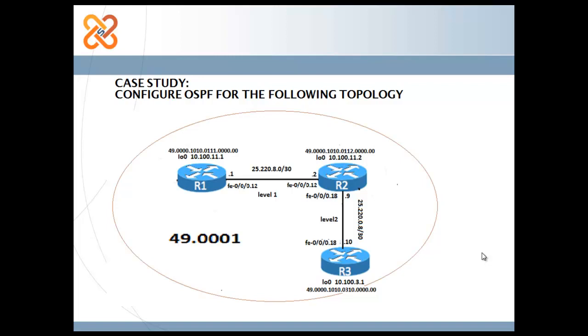R1 and R2 are connected via 25.220.8.0/30 subnet, and R2 and R3 are connected via 25.220.0.8/30 subnet. To make the ISIS protocol work, we have to configure the net address on one of the interfaces of the router. So mostly we configure the net address on the loopback interface. We have to enable the family ISO on the interfaces of the router which are participating in ISIS protocol. So this is the topology we have to configure. Let's start our configuration.